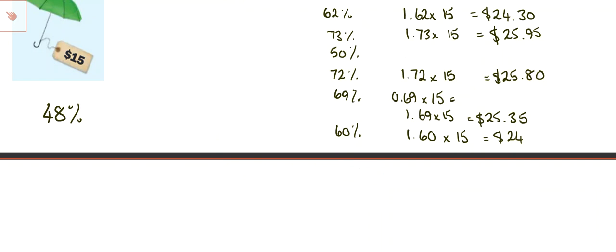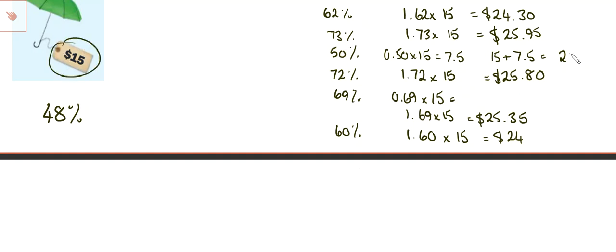Yeah. So, Javi, did you rework yours? What did you do? And you got 7.5, and then you did 15 plus 7.5, which gives you 22.50. So you should have got $22.50.